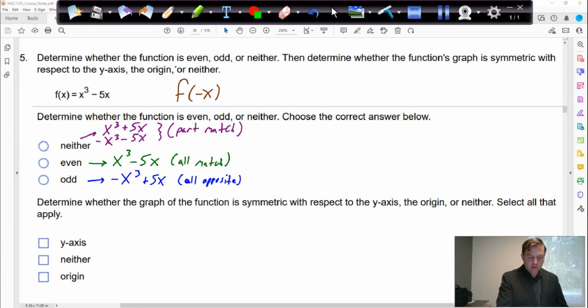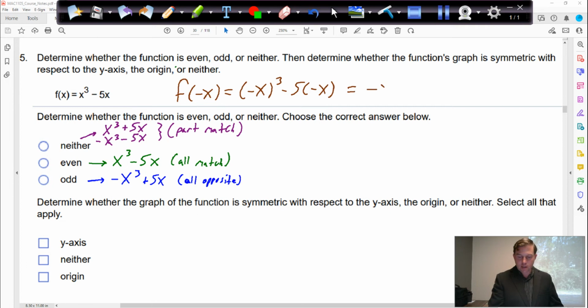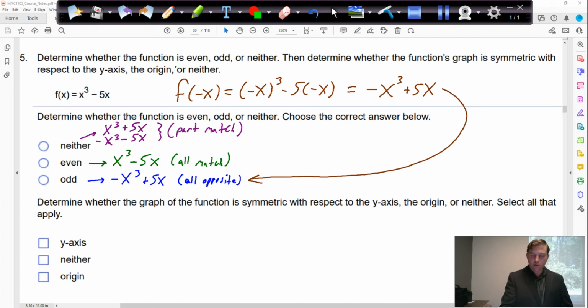Plug in negative x, and we get negative x to the third minus 5 times negative x. A negative number to an odd power, the negative is going to stick around, so we have negative x to the third. These two negatives, however, will double negative cancel, so we get plus 5x. And so notice that this one matches this. So they're exact opposites. So each one is an opposite of the original one. So it's an odd function.